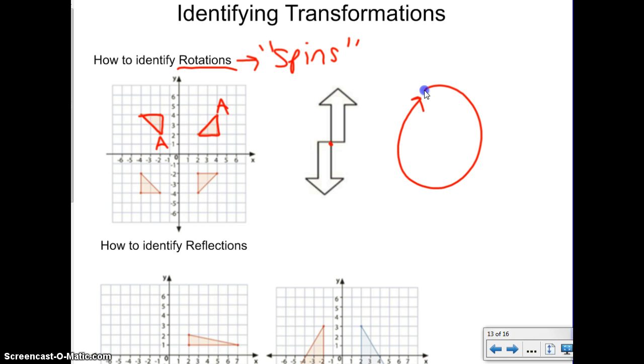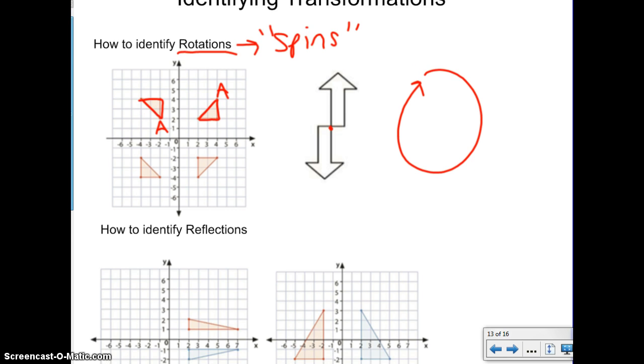If you remember from the lessons we did with Mr. Siegel specifically, it was like the Ferris wheel. So I think it spins in a circle, all right? Most of the time it'll be rotating about a point.